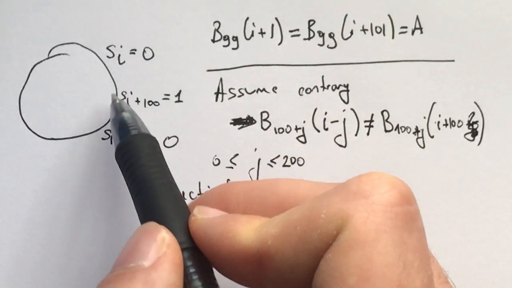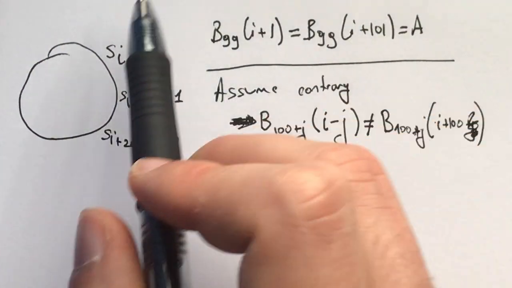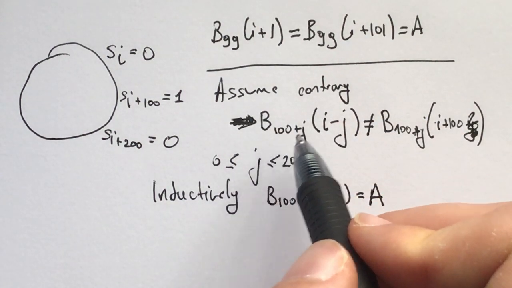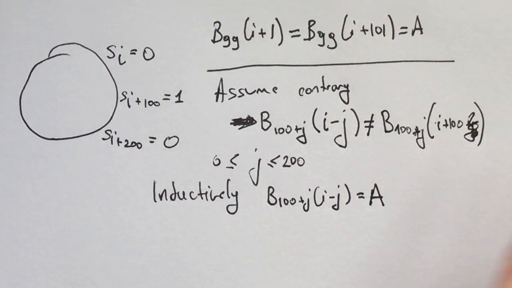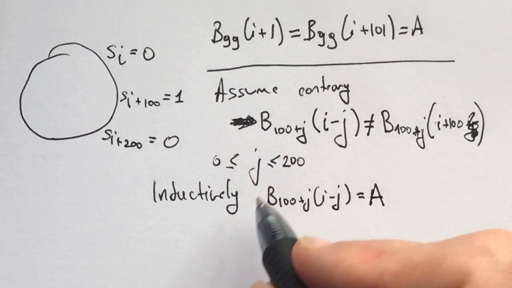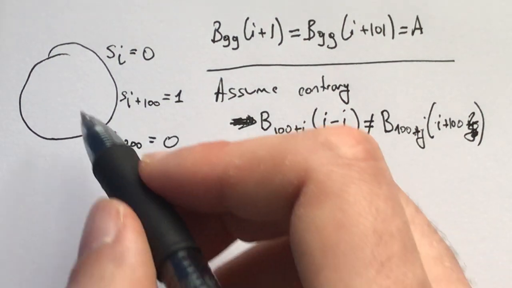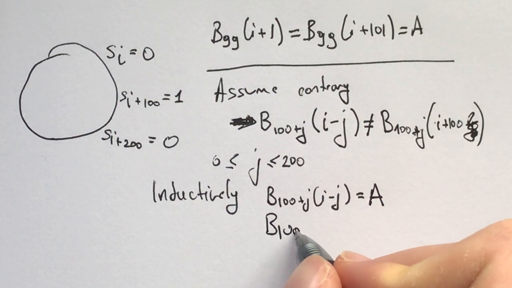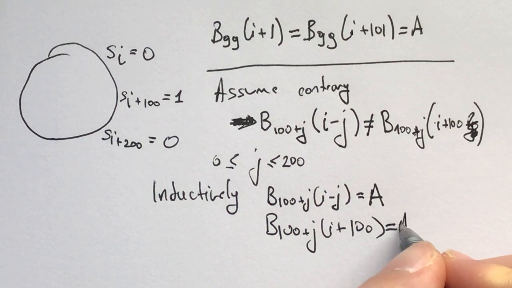s_i is 0, s_{i+100} is 1, s_{i+200} is 0. And we're looking at that i, and we're assuming the contrary, i.e. b_{100+j}(i-j) isn't equal to b_{100+j}(i+100) for all j from 0 to 200. And we're going to prove inductively that b_{100+j}(i-j) is going to keep equaling a, and at the same time that b_{100+j}(i+100) is going to keep equaling a plus 1.